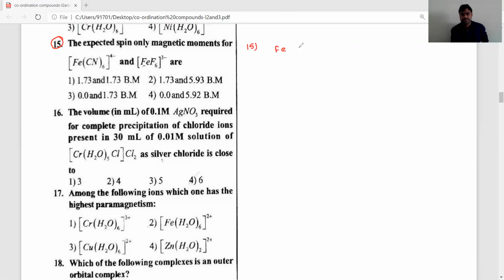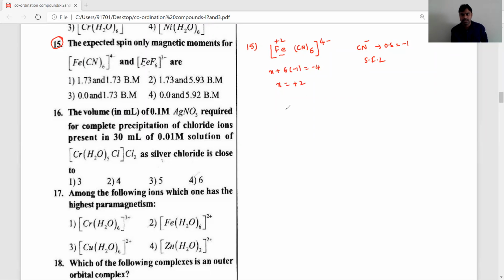Fe(CN)6 4 minus. Okay, now iron is the central atom. CN is CN minus, oxidation state is -1. It is a strong field ligand. Now the oxidation state of the central metal ion, let it be X, plus 6 into -1 is equal to -4. Then X is equal to +2 will come. So the iron oxidation state is +2.